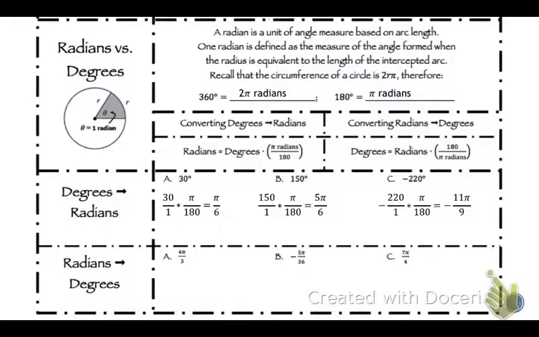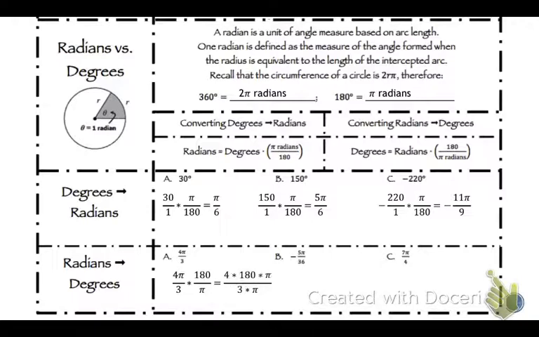Okay, now I'm going from radians to degrees. So I'm going to take that 4 pi thirds and multiply by 180 over pi, because I want my pi's to cancel, so I need that pi to be in the denominator. So I have 4 pi times 180 over 3 times pi.